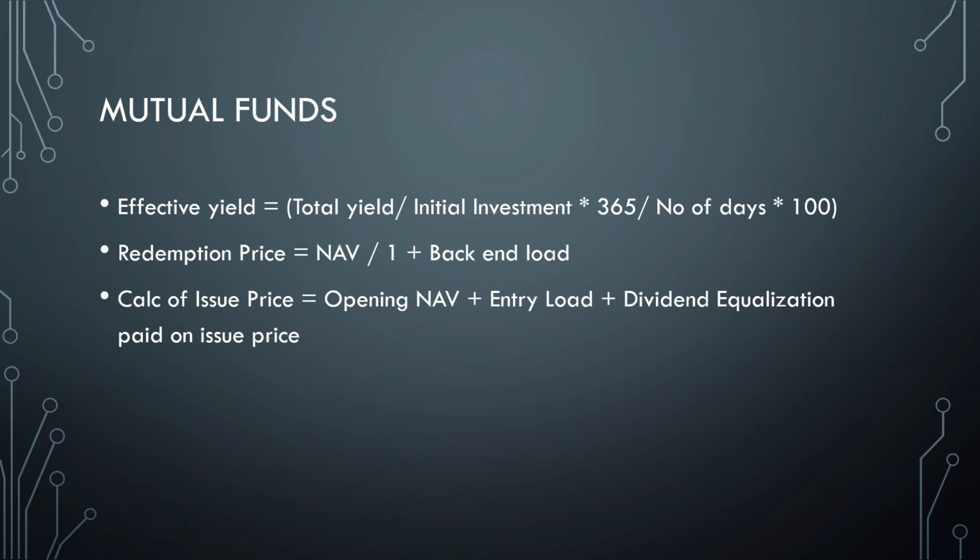Be very careful because it's 2024, so watch what the question specifies on 366 days. Just ensure you don't lose marks on minute things. Next one is redemption price is equal to NAV by 1 plus back end load. Next is calculation of issue price, that is opening NAV plus entry load plus dividend equalization paid on issue price. In case of repurchase, instead of adding the entry load, you have to subtract the exit load.